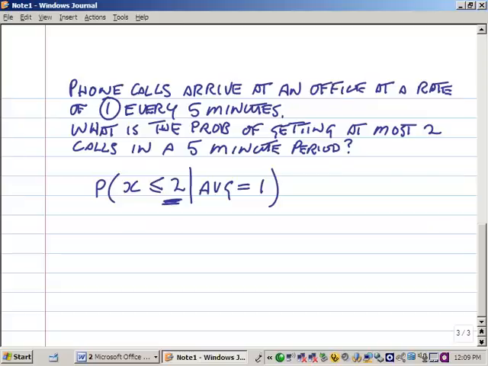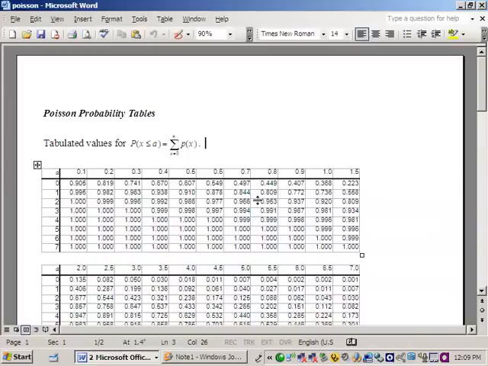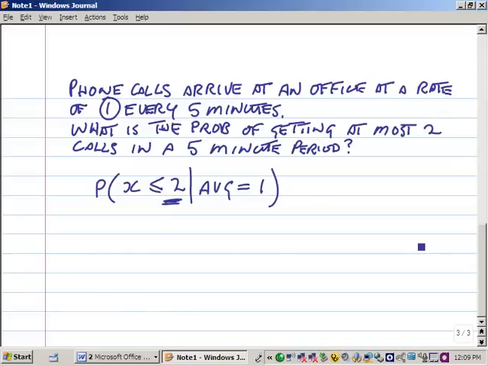That's simple enough. We just go to our Poisson table and read that off: X less than or equal to 2. An average of 1 is just there in the table, so that number is 0.920. So it's about a 92% chance of getting 0, 1, or 2 calls in a 5-minute period. That's pretty high.